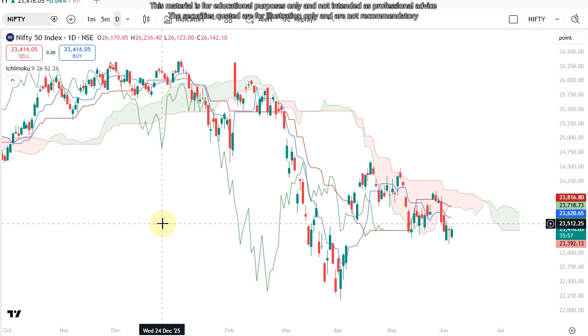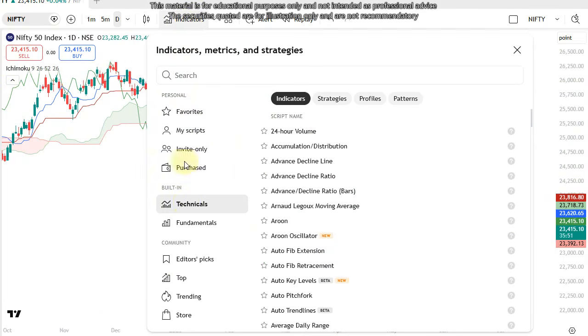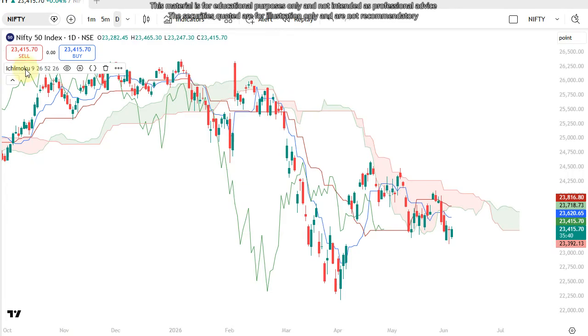Now, let's decode the secret. Ichimoku is a default indicator in TradingView chart. Go to the indicator, technicals, and type Ichimoku. See, by default it will come as Ichimoku cloud. You just add it to the chart. Okay, now it is here.